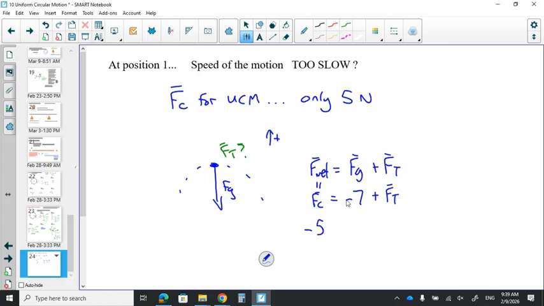So the down of the 5 newtons that we want. In this case, down is where we are in the circle. And so the math is looking like this. We're going to add 7 to both sides, and we're going to end up with that tension force being 2 newtons, right? Positive 2 newtons. So you can tell that positive 2 newtons in this case means up, right?